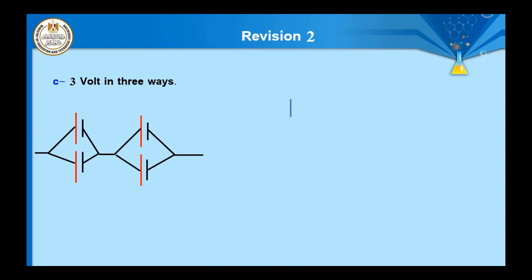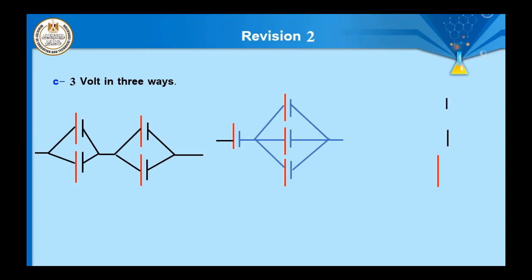The second way. He asked you to draw the electric circuit to represent the electromotive force 3 volt in three ways, not only one way. The second way, three electric cells are connected in parallel, and only one electric cell is connected in series connection. The electromotive force of the three electric cells which are connected in parallel equals 1.5. And there is another electric cell that is connected in series, 1.5 plus 1.5 equals 3.